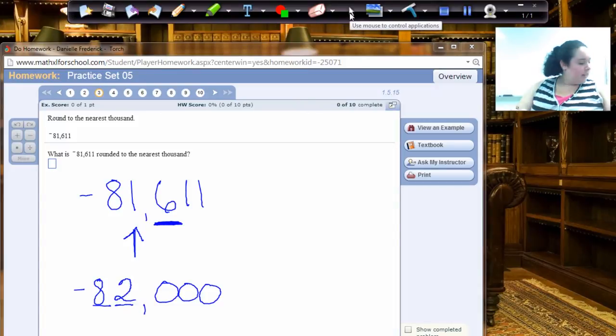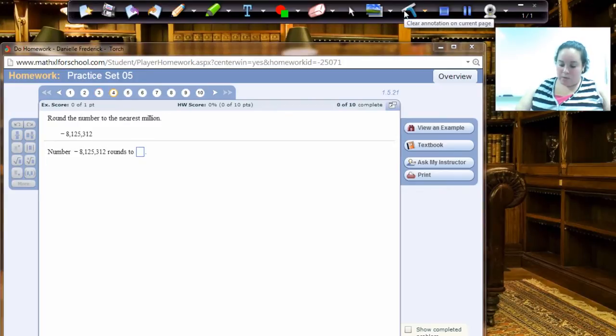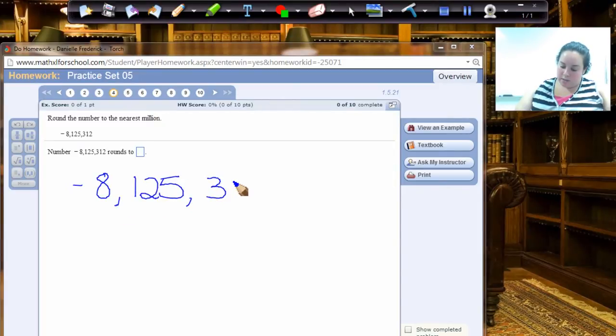Let's look at another one. Let's do number 4. Number 4 says round the number to the nearest million. So we have negative 8,125,312. So if we're rounding to the nearest million, then we're going to keep the negative. Negative doesn't change anything. This is the place we're worried about. And then after the millions place, we're going to have all zeros.